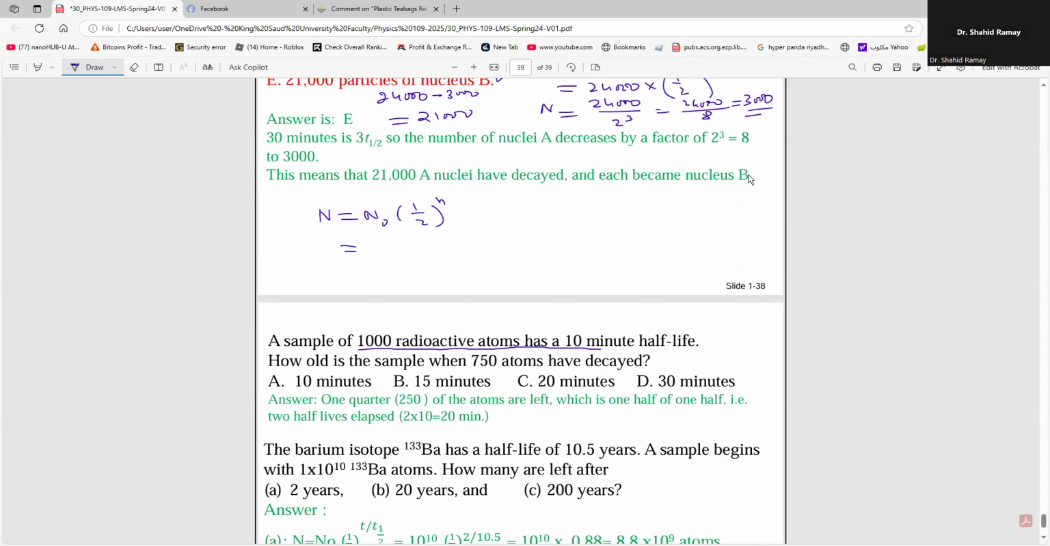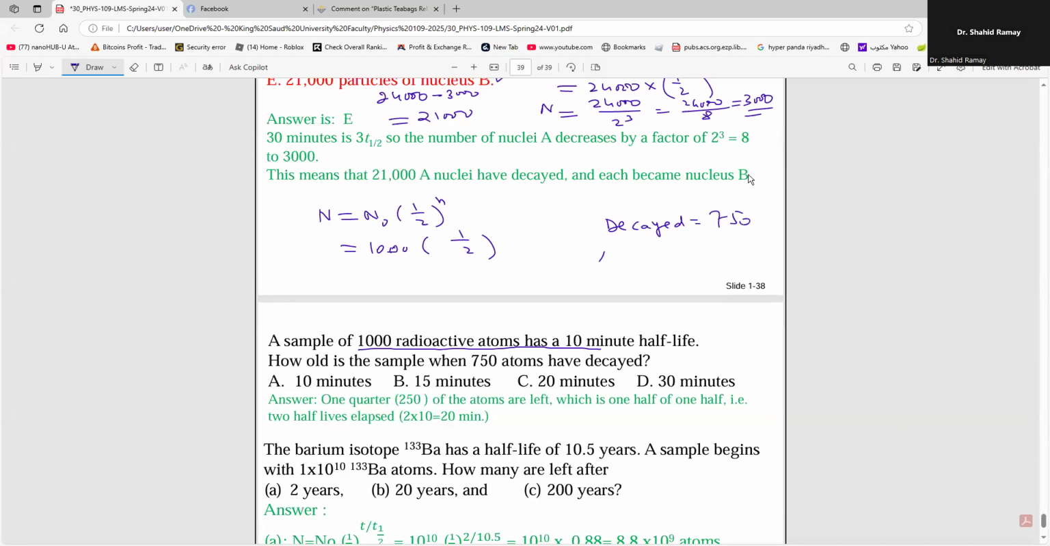So what is N naught? 1,000. This is (1/2)^n, where n means t over t half. So here you can see how old the sample is when 750 atoms have decayed. So what we will do, we have to solve this problem. The decayed is 750.